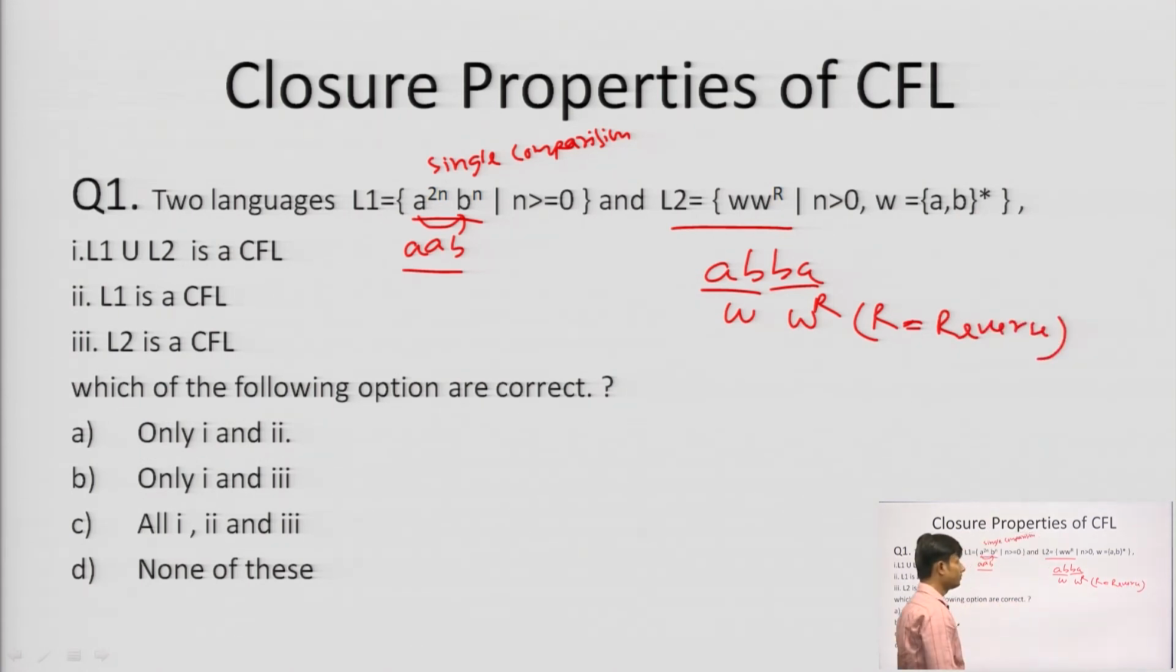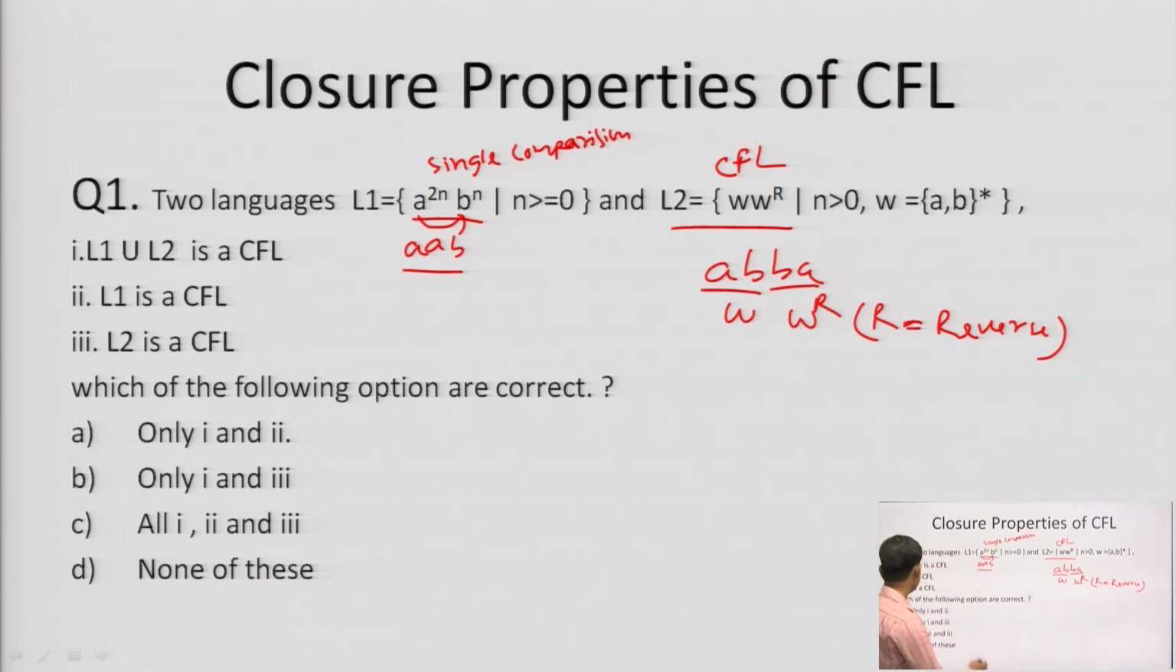So, now this WWR language we have already done in pushdown automata. This language is a context free language because we can have a pushdown automata for it. If you use the pumping lemma you can prove it also. So, this is also a context free grammar.